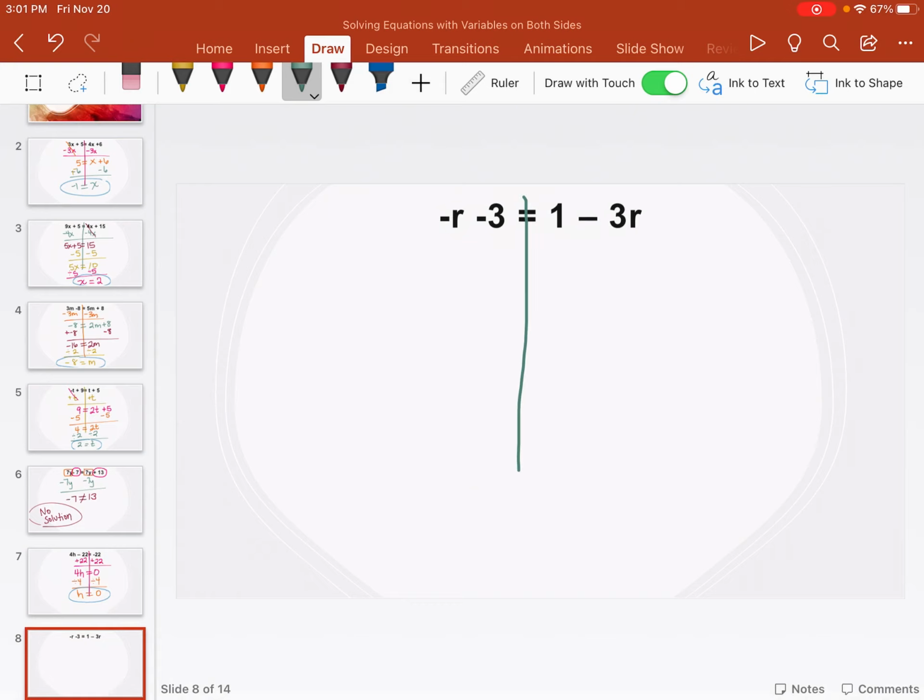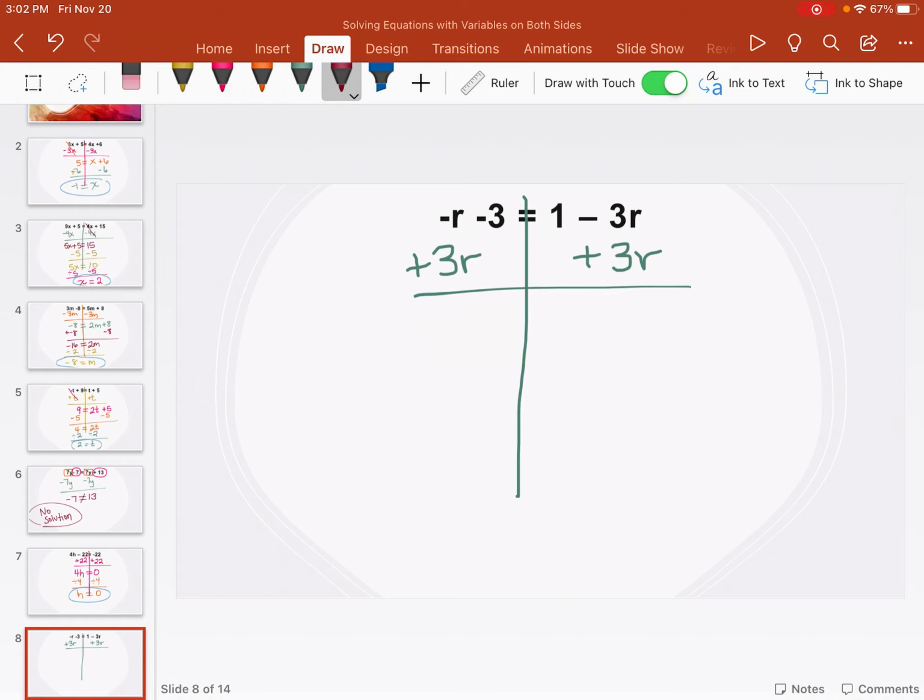Okay, next problem. You go ahead, pause the video and you do it. Okay, so I would move that -3r. Remember, if you box your terms, that's a -3r. So since it's subtracting 3r, I'm going to add 3r. Add 3r.